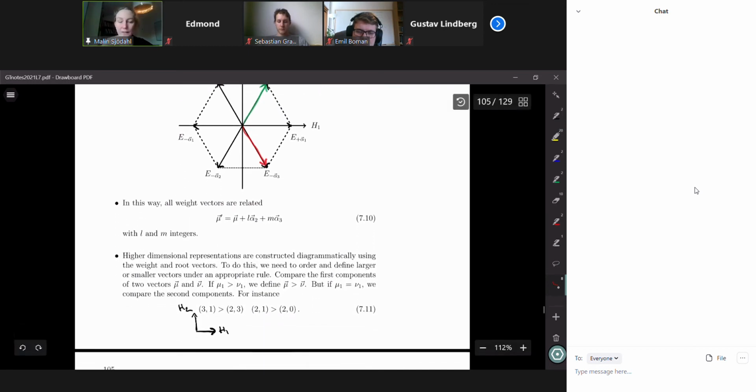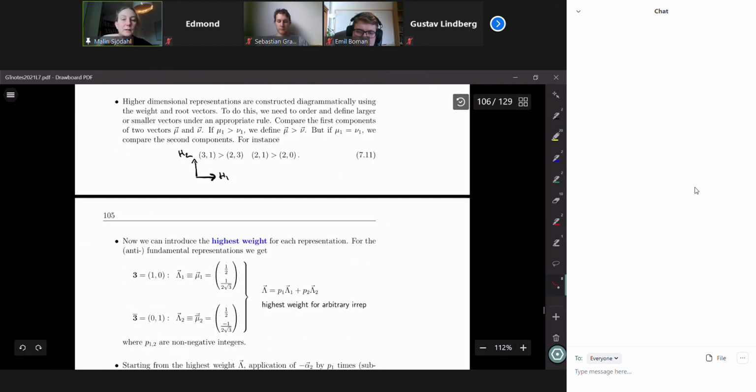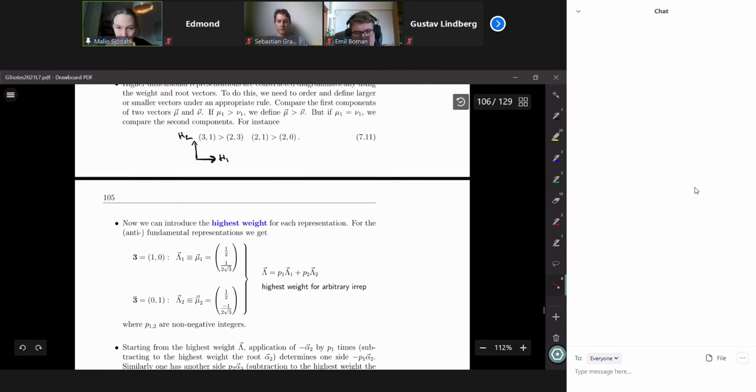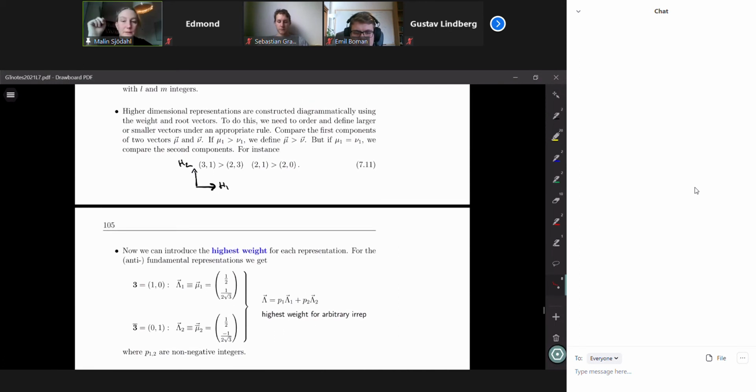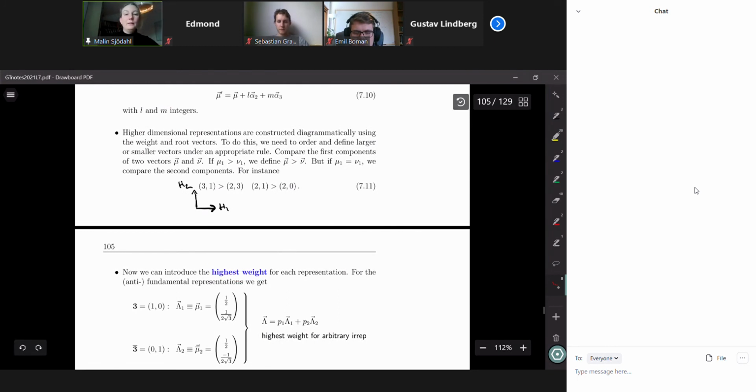And so higher dimensional representations can be obtained in this way. To keep track of the different weights, that is the different eigenvalues of LZs and the analogs of the Cartan generators, one introduces the concept of a highest weight. The highest weight we define to be the state that has the highest eigenvalue for the first Cartan generator, and if there are many of those, has the highest value for the second Cartan generator.